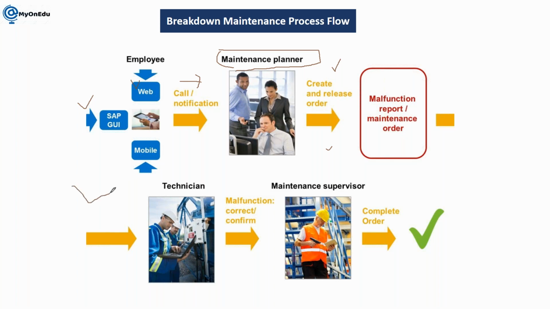So this technician will visit the site, and then he will rectify the issue, and then finally the maintenance supervisor will check whether everything is fine or not, and then he will complete this order, he will close this order. Okay, so this is the simple cycle which we are having in plant maintenance.